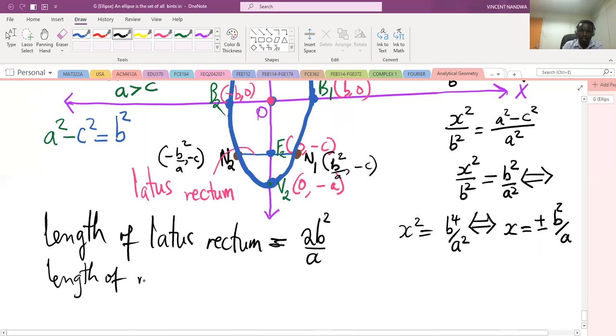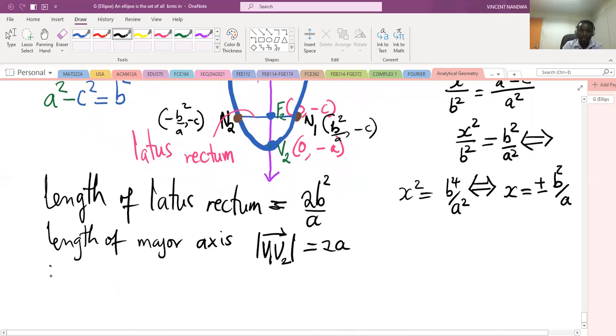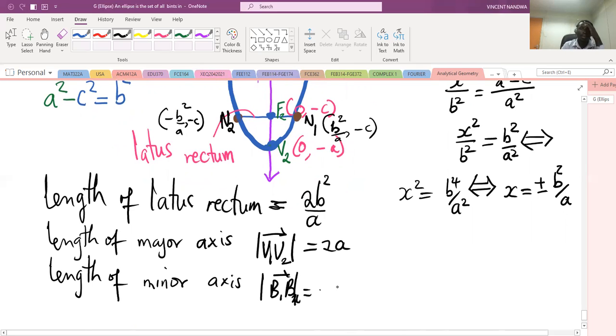Then the length of the major axis. The major axis is the distance from V1 to V2, and when you measure that distance, you get 2a. The length of the minor axis is the distance between the co-vertices joined together, B1 and B2, and that should give you 2b.